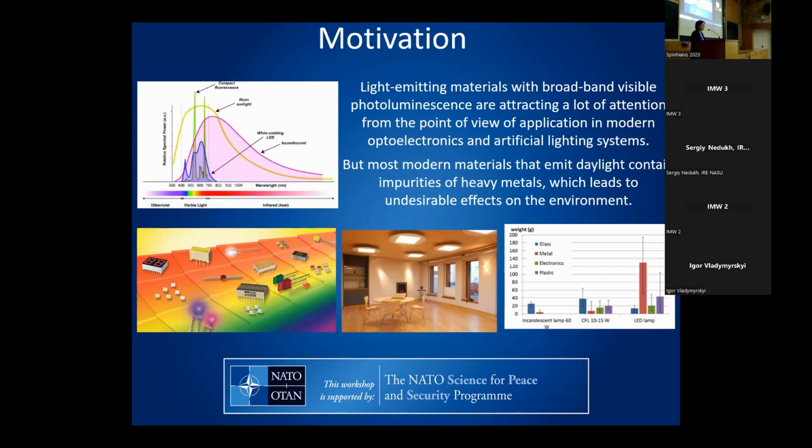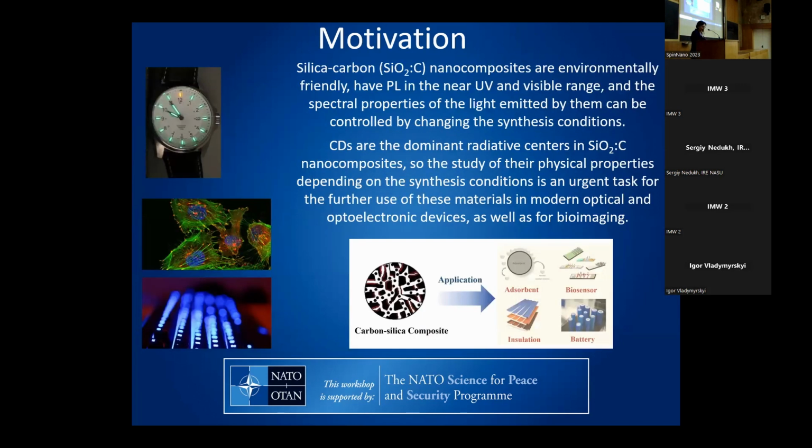So in the last years, light emitting materials that show broadband visible photoluminescence take a lot of attention because they can be applied in modern optoelectronics and artificial lighting systems. But the problem is that most modern materials that emit daylight contain impurities of heavy metals, and of course it leads to undesirable effects on our environment. One of the possible solutions is the application of silica carbon nanocomposites because they're environmentally friendly.